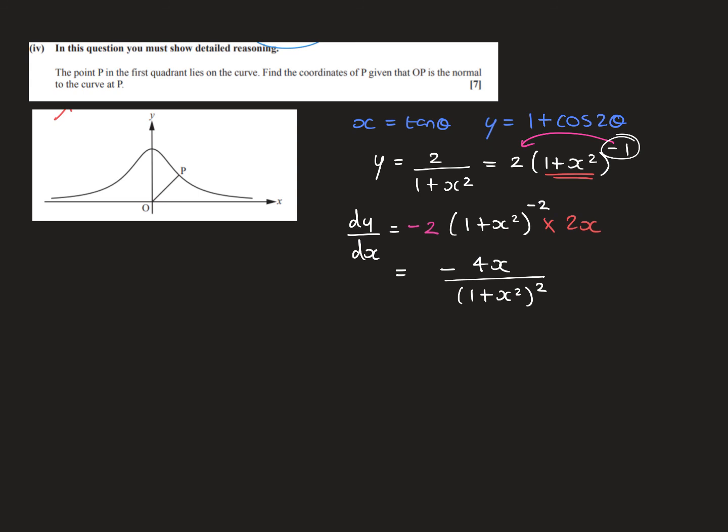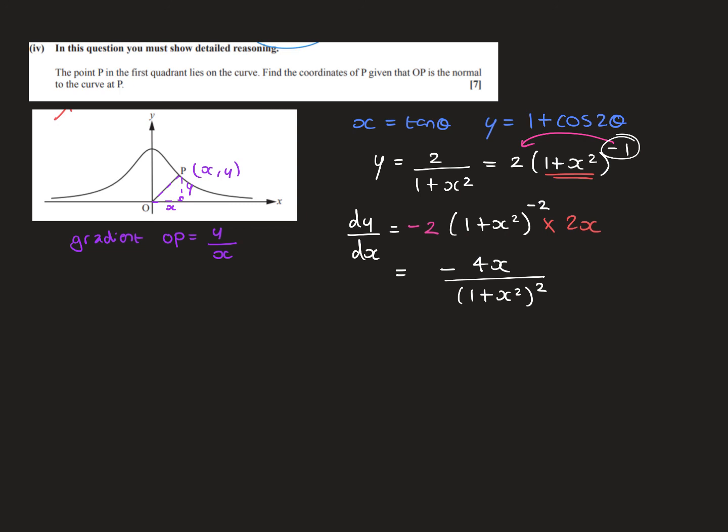Now, what do we know about the point P? Well, let's say P has coordinates x, y. Then the gradient OP is equal to the change in y from 0 to P, which is y, over the change in x from 0 to P, which is x. Imagine a right angle triangle here. The gradient of OP is y over x.